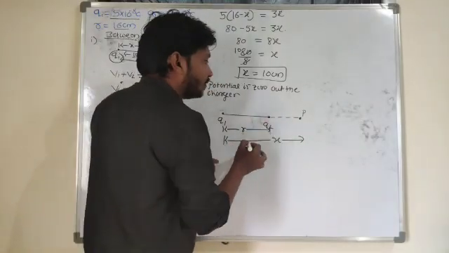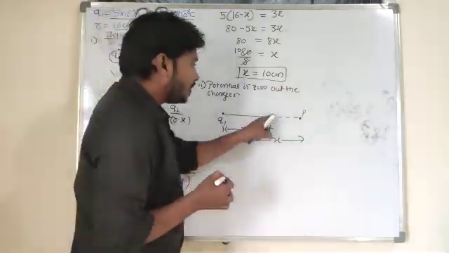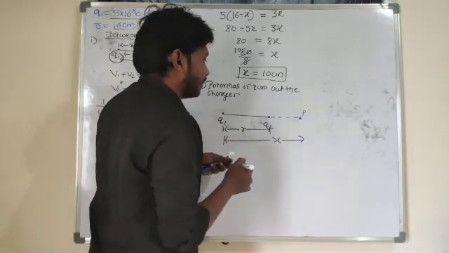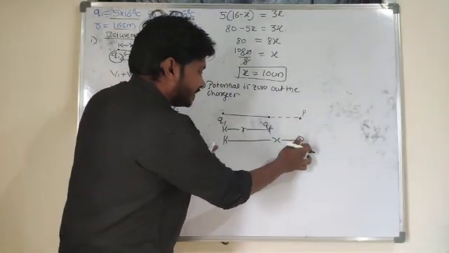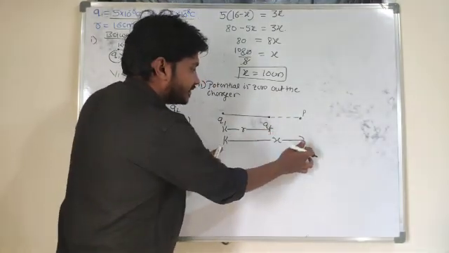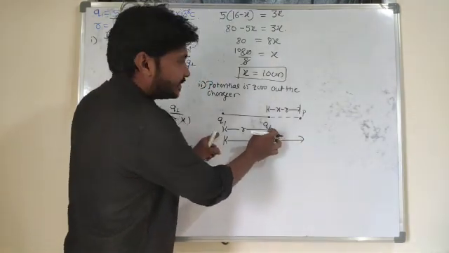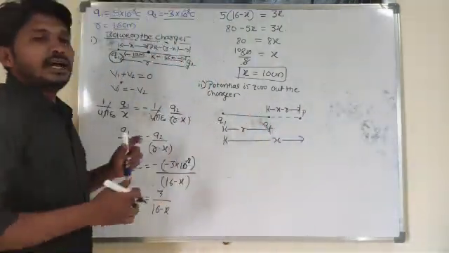And what about the distance to q2? From the charge q2 to the point of observation, what is the distance? This distance is x, this distance is r, so the remaining distance is x minus r.